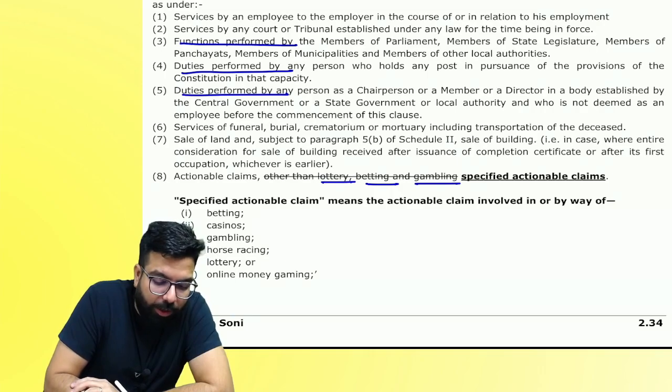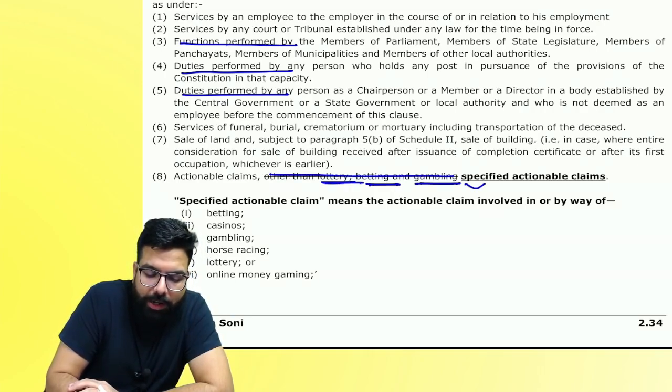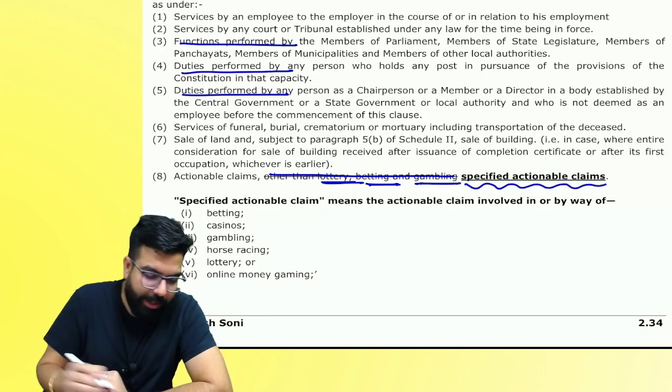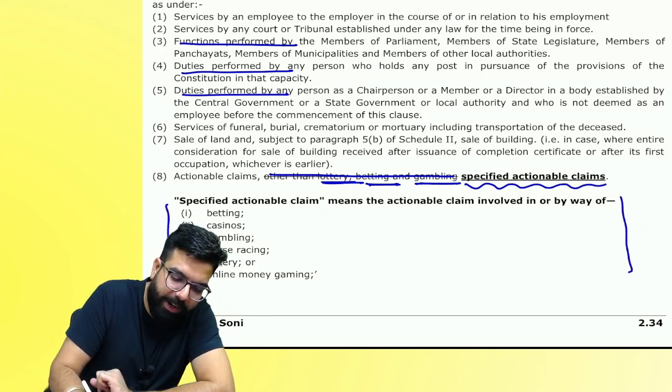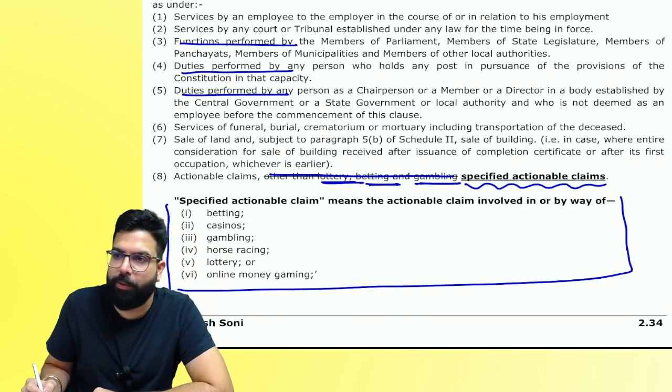See, earlier it was lottery, betting, gambling. Now I've cut this and now it is specified actionable claim, which we have already learned. Can I go ahead, everyone?